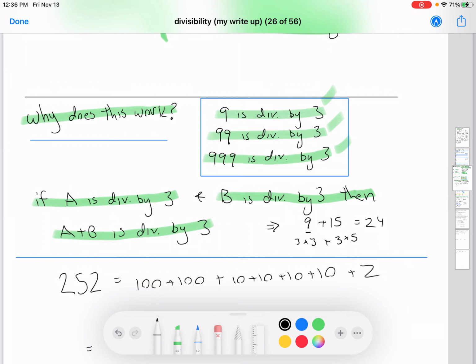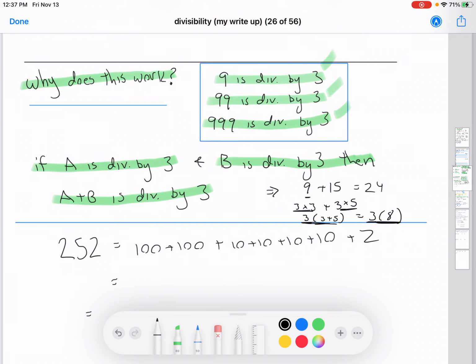3 times 5. And now I can factor, which makes this 3 times 3 plus 5, right? It's the opposite of the distributive property. And 3 times 3 plus 5, this is the same thing as 3 times 8, right? When 3 is a factor of both terms, you can factor it out, and therefore it must be a factor of their sum. So, if two things are divisible by 3, their sum must be divisible by 3.